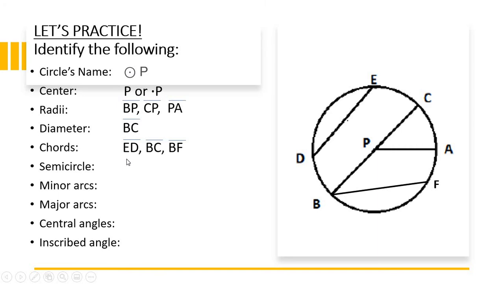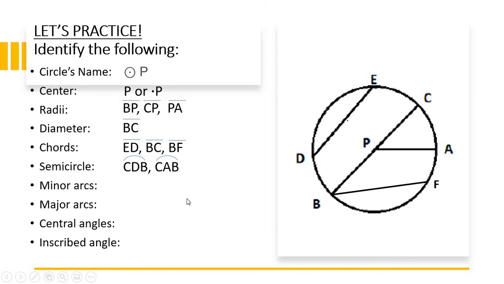Next, how about the semicircle? So, we have the arc CDB, half circle, diba? And then we have the arc CAB. Pwede rin naman gamitin yung F, diba? CFB. So, yun yung semicircle natin for this illustration.